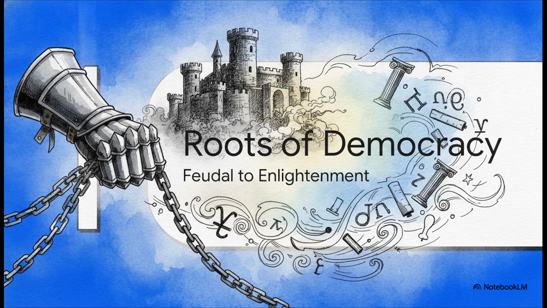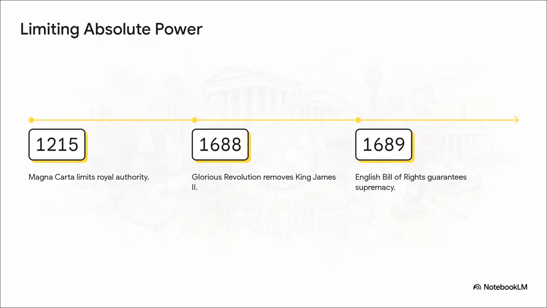We're going from feudal abuse right into the Enlightenment. Before we had republics and constitutions, we were dealing with the heavy hand of feudalism. Back in 1215, King John was heavily taxing the people and losing territories in France. So a group of rebellious English barons essentially backed him into a corner at Runnymede. They forced him to agree to a 63-clause document known as the Magna Carta.